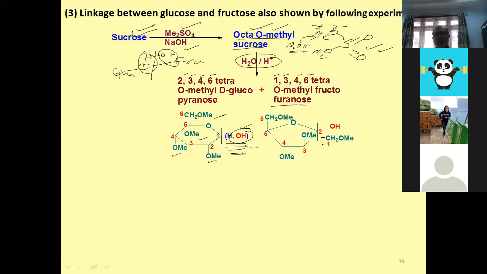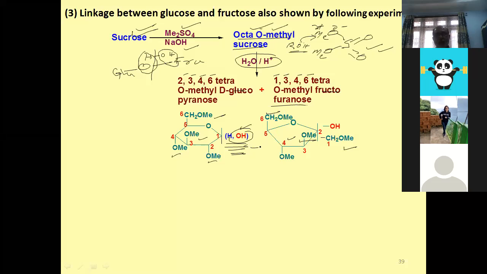Here it will be OH and CH2O methyl. The carbon number 1 was free in that sucrose. The OH group was free, so that was methylated. This is methylated, 3 is methylated, 4 is methylated. 5 does not have any OH group, so it was not methylated. 6 is methylated. So 1, 3, 4, 6 are methylated.